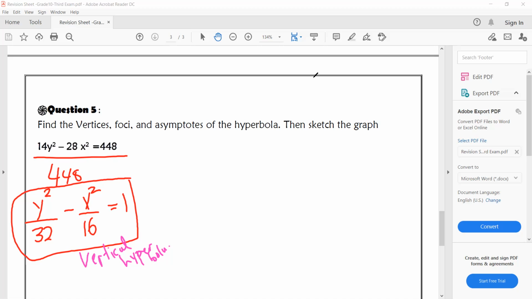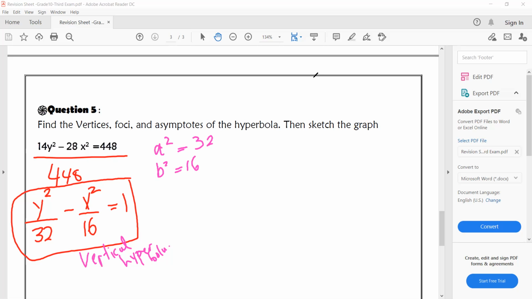Now from here also, can we find the value of a squared and b squared? What is the value of a? Square root of 32. Okay, so a squared will be 32, and b squared? It's 4 squared, so 16. Yes. Now, I need to write the vertices.